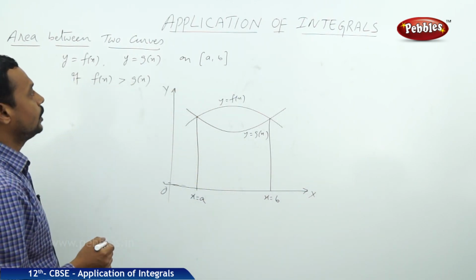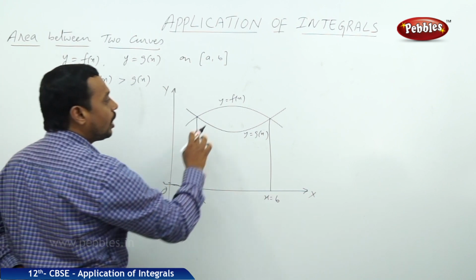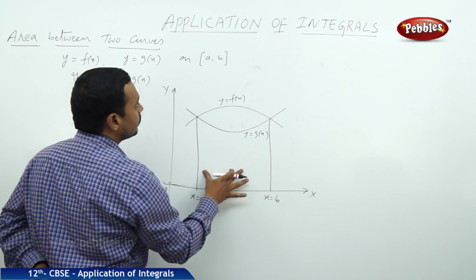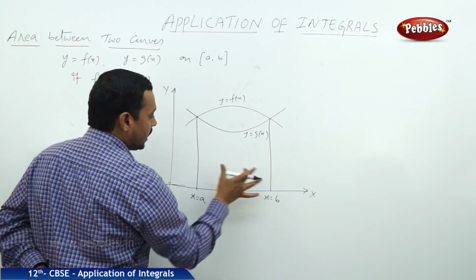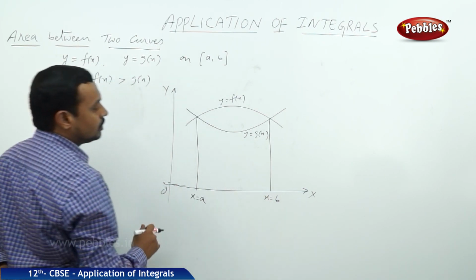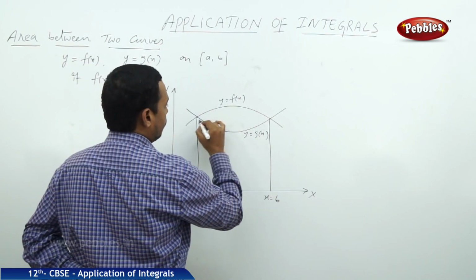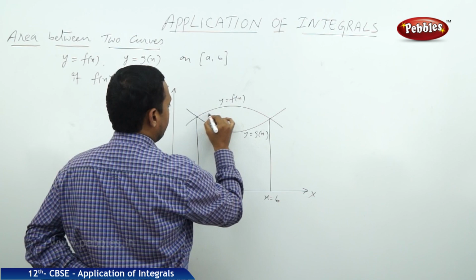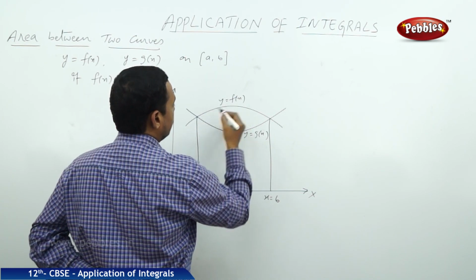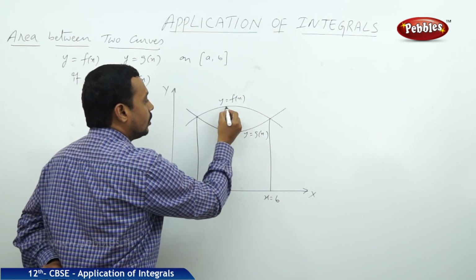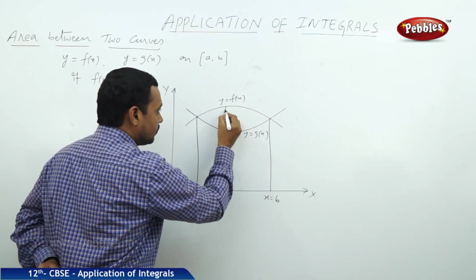Now we are going to find the area of the region bounded by these two curves with the lines x is equal to a, x is equal to b, with the x-axis. Now this is the area required. Now to find this area, let us take one arbitrary strip.